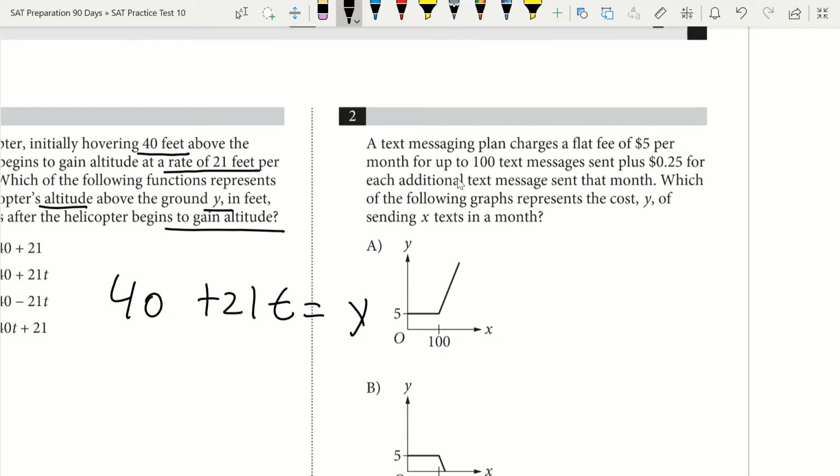All right, a text messaging plan charges a flat fee of $5 per month for up to 100 text messages sent, plus $0.25 for every additional text message sent that month. Which of the following represents the cost y of sending x texts in a month?